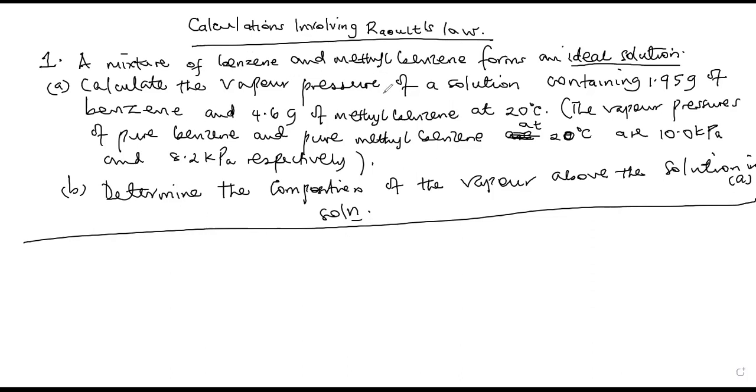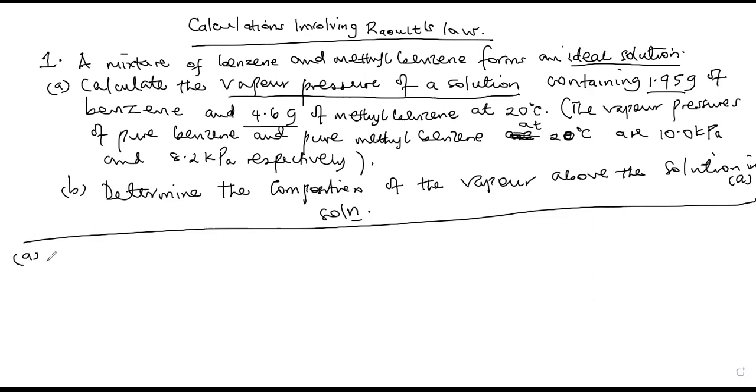So when they say calculate the vapor pressure of the solution, it means they need the total vapor pressure. But we need first to get the individual partial vapor pressures. After getting the individual partial vapor pressures, then we shall sum them up. But to get the individual partial vapor pressure, we need the mole fraction of each. Then we multiply by the vapor pressure at a particular temperature. So we need to first look for the formula mass because we are given masses, and given masses, we can find the number of moles. When you're given masses and you need the number of moles, you need to first calculate the relative molecular mass.